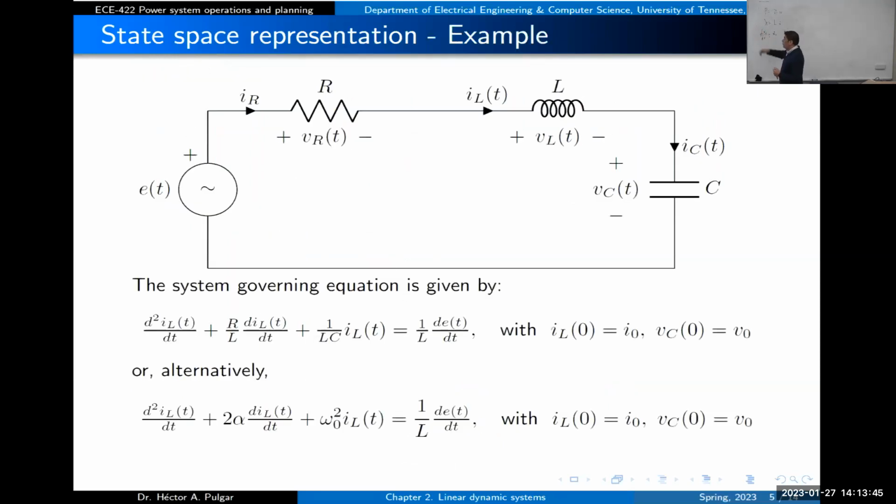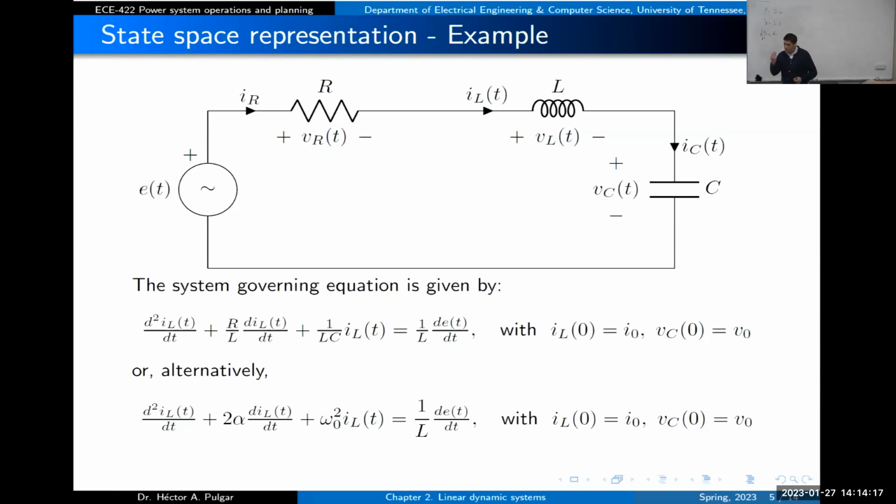Example of this, you know this system very well, RLC. When you study this system, probably you memorized the second order differential equation for this system, which is right here. And probably you remember the meaning of these parameters, right? RLC, but you remember the meaning of this. I hope so. What is the meaning of this? R over L.